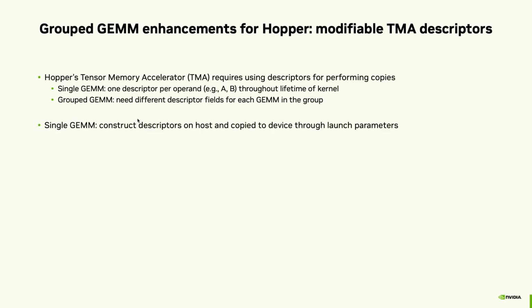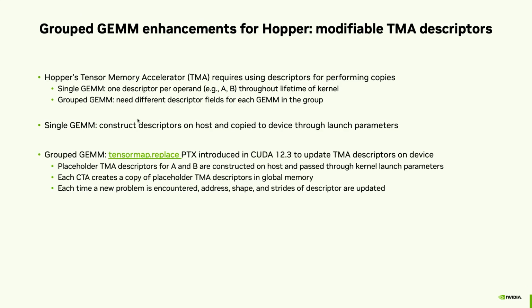So in a single gem, the way we did this was by constructing our TMA descriptors on host and passing them through to the device kernel through kernel launch parameters. We could consider doing the same for a group gem, but because we have many gems to compute, this could result in constructing many TMA descriptors on host, which would inflate kernel launch parameters. To get around this, CUTLASS's group gem for Hopper makes use of a new feature introduced in CUDA 12.3 that allows us to update fields of TMA descriptors directly on device.